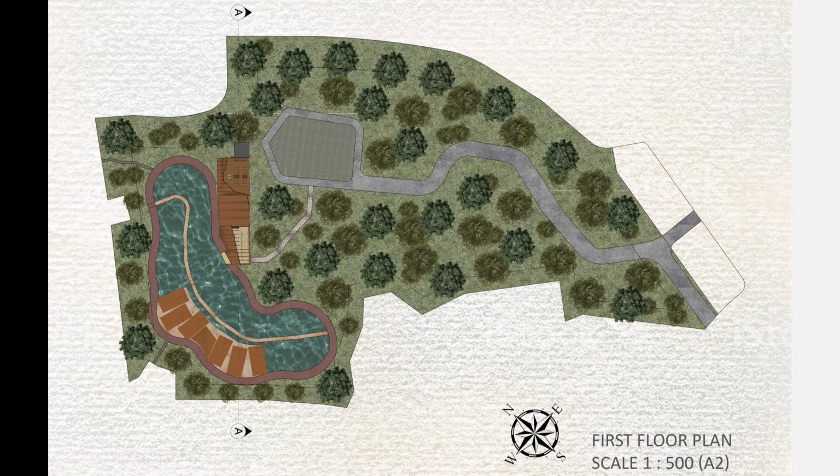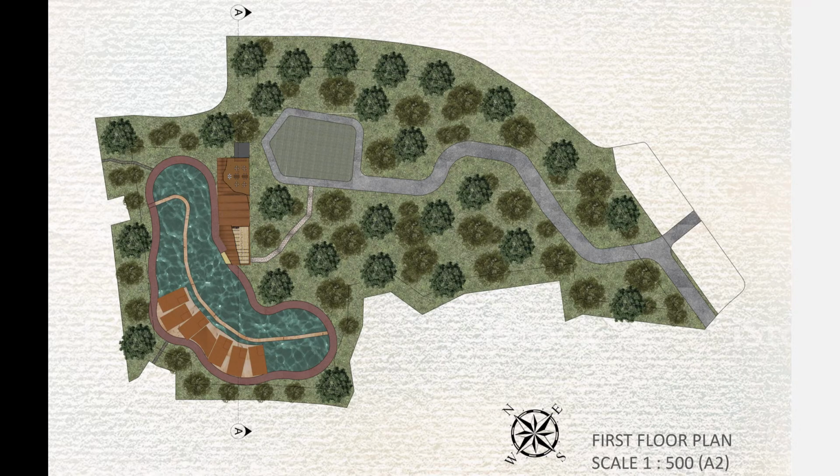Moving to the first floor plan, there is another level of cafe, which also can be transformed into a multi-purpose hall for small events. The entrance point for the main building is also located on this level.